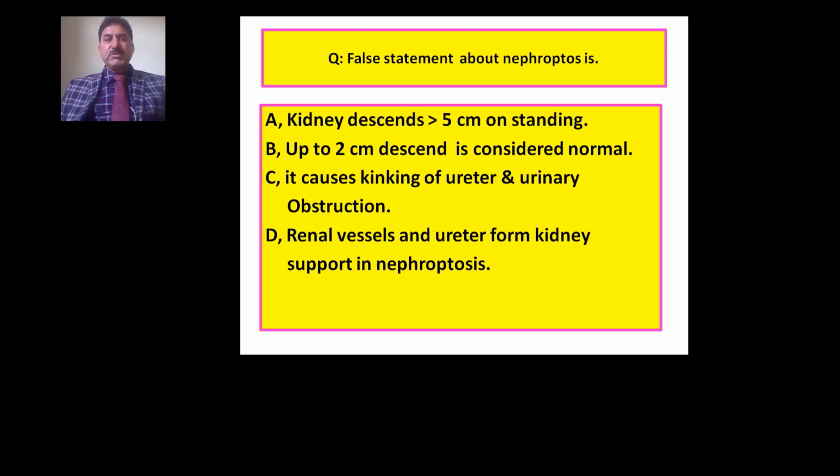False statement about nephroptosis is: A. Kidney descent is greater than 5 centimeters on standing. B. Up to 2 centimeter descent is considered normal. C. It causes kinking of ureter and urinary obstruction. D. Renal vessels and ureter form kidney support in nephroptosis. D is the wrong option.